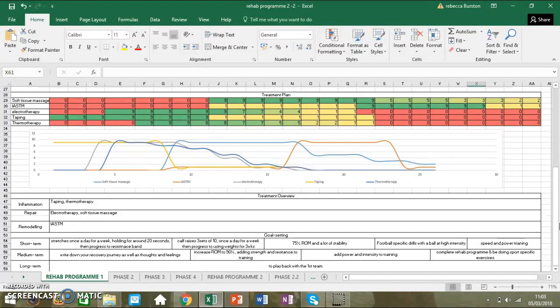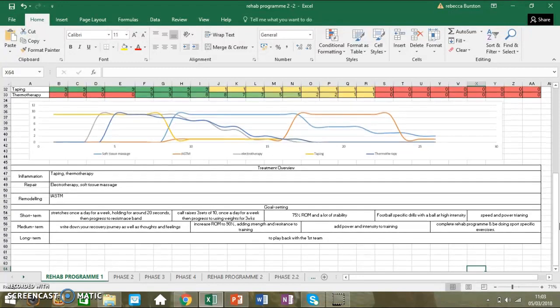So the next one is to add intensity and power into their training, and this will help him get to the standard that he was at before his injury had occurred.